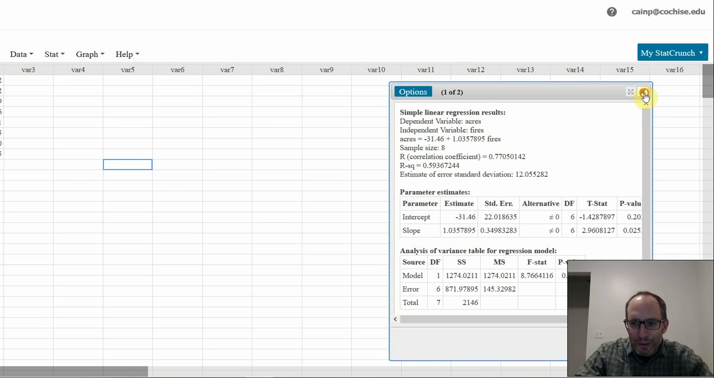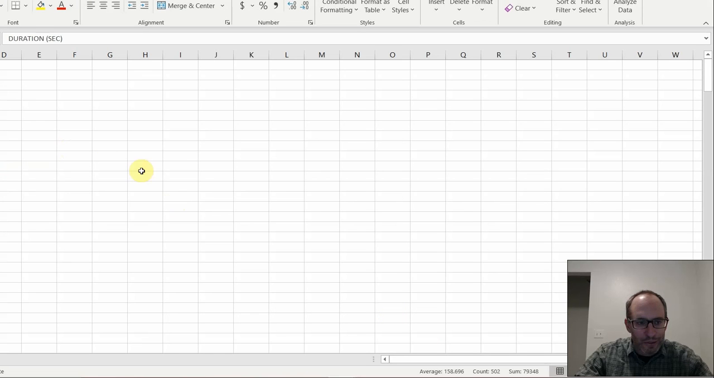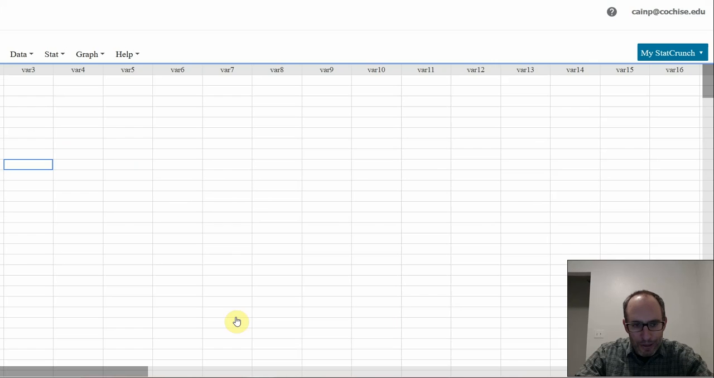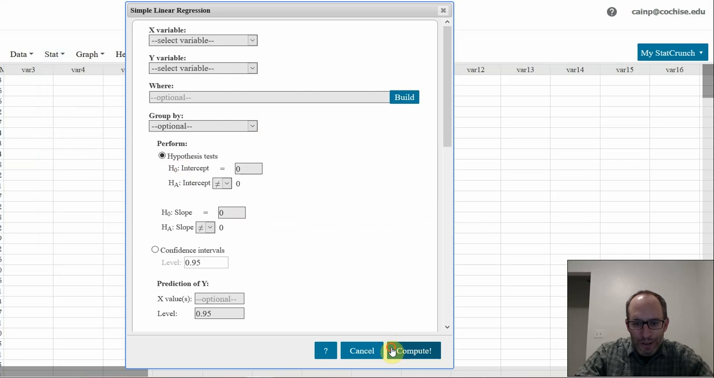All right, so let's see. We don't want fires and acres right now, so we can get those out of here. Just so I can show how you get the one that's in the notes, we'll do it with Old Faithful. So copy and paste, then Stat, Regression, Simple Linear, and we're all set. Compute. Oh, right. Select the variables.